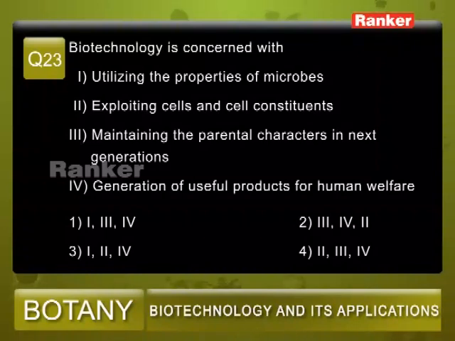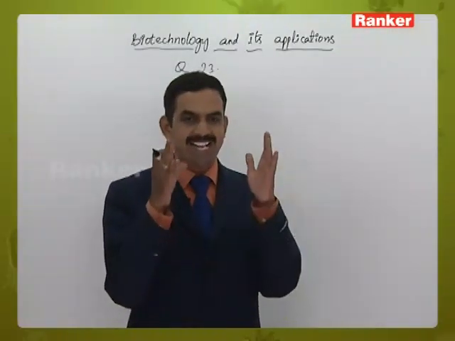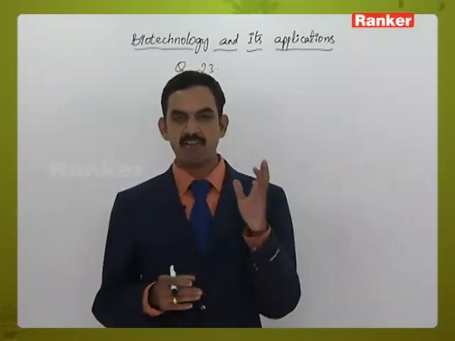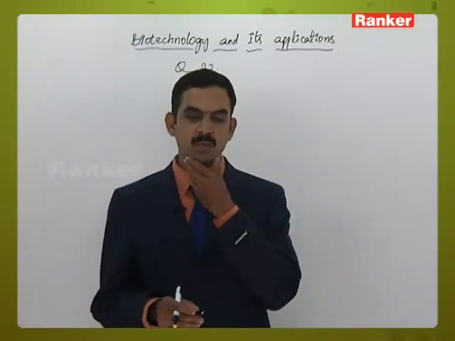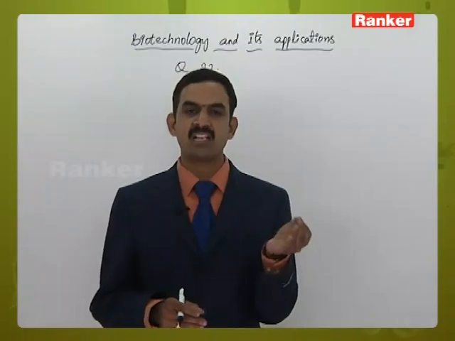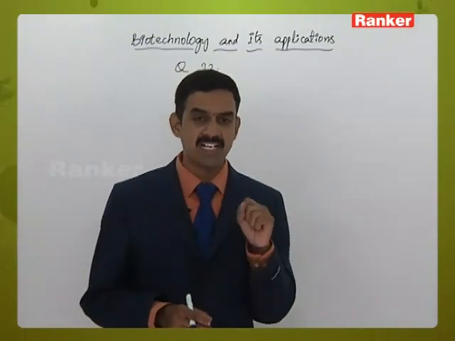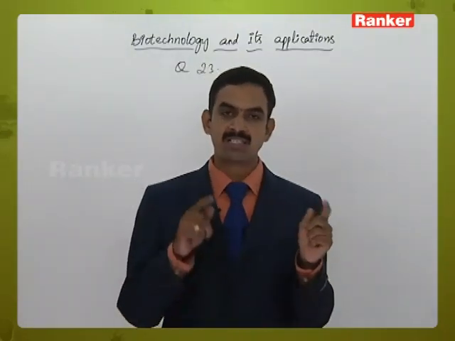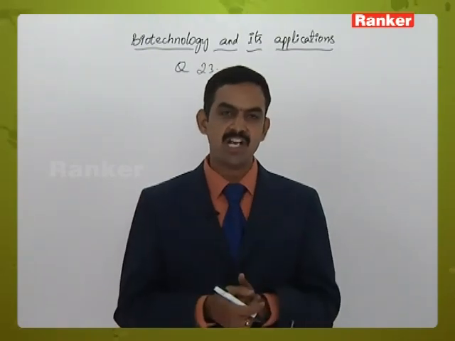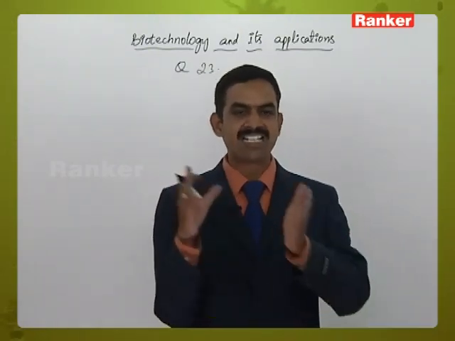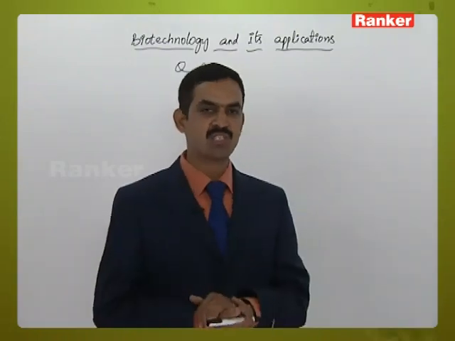So from the four characters related to biotechnology that have been given in the question, if you see the third option, maintaining the parental characters in the next generation, it is not related to biotechnology. Why? Because that is a property of heredity or inheritance, where the parental characters are retained in the next generation.